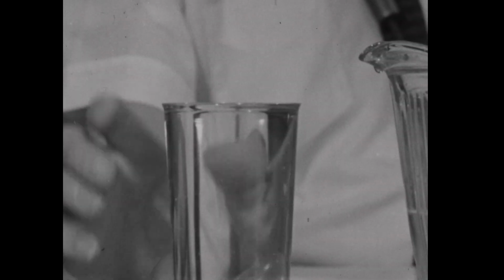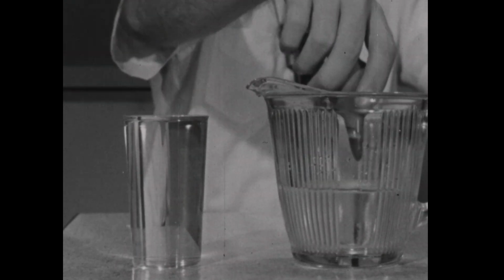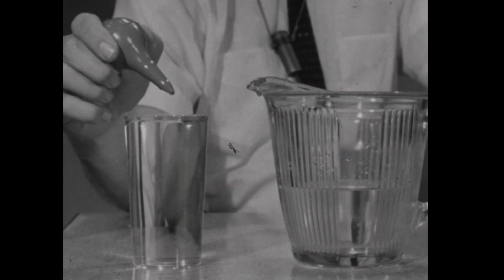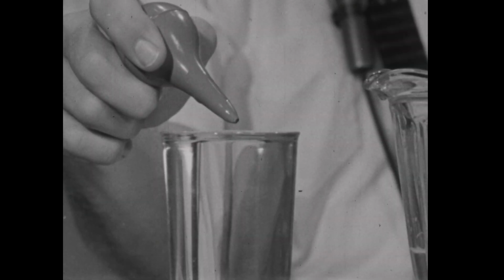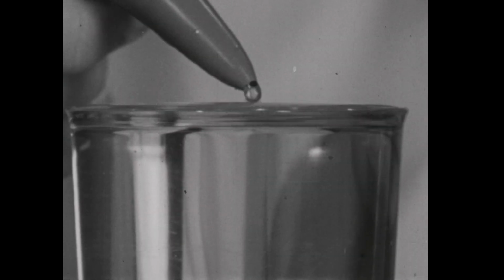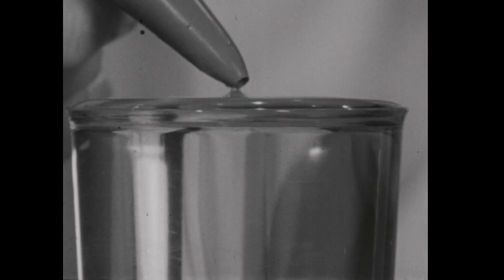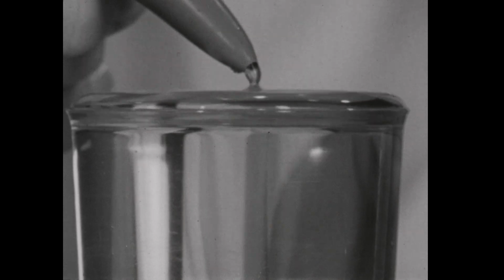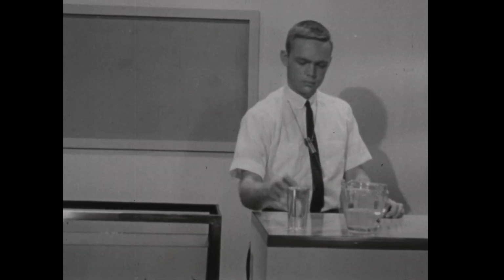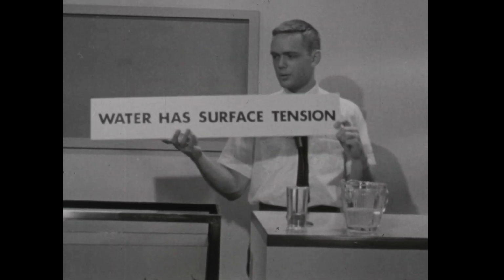I've filled this glass right up to the brim. What will happen if I add more water? As I add water slowly with this syringe, watch the water in the glass. It bulges over the top. The surface of the water acts as a kind of film, holding the water in the glass. We say, water has surface tension.